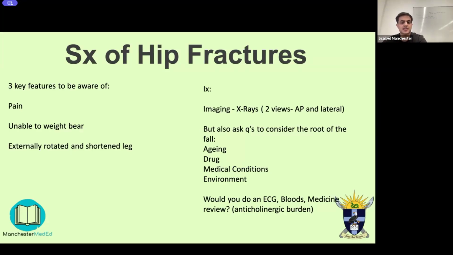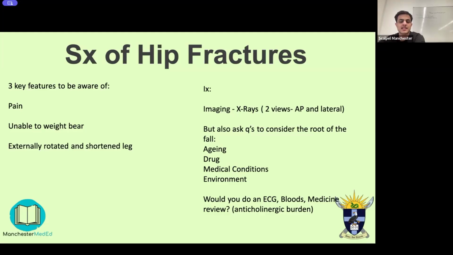The first thing you want to do, after A&E, is get an X-ray with two views. So you want to get an AP and a lateral view. The reason we use two views in trauma orthopaedics is that at some point you might not see a fracture through one view, but when you take the other view, you can then see the fracture. So it's always good to get two views.